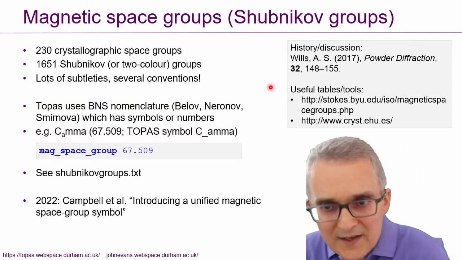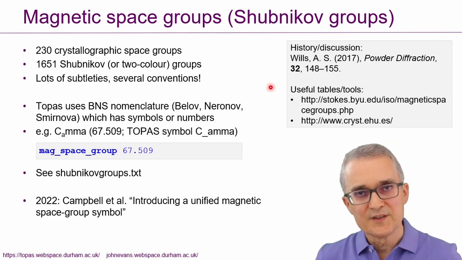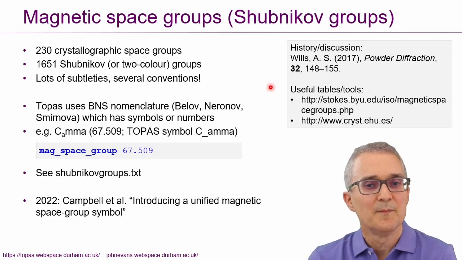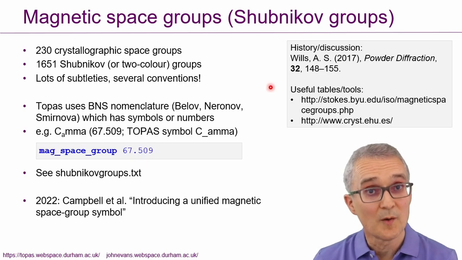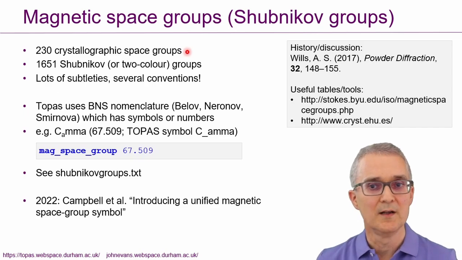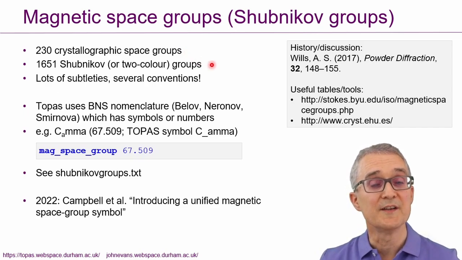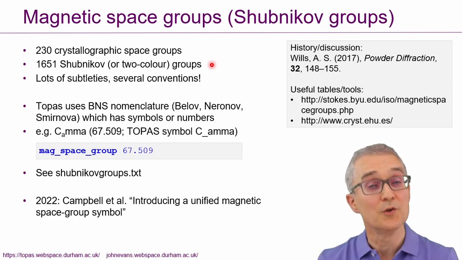So the combination of all these things, having black mirror planes and red mirror planes and restrictions on the magnetic moments, means that magnetic symmetry is more complicated than regular space group symmetry. As you know, there are a total of 230 regular space groups. There are a total of 1,651 of these magnetic space groups, or two-color space groups, or Shubnikov space groups.